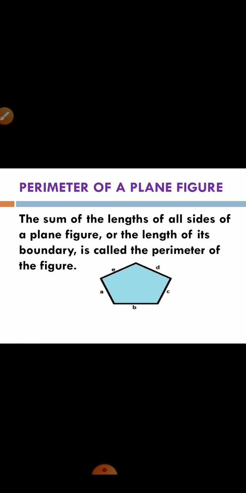See here, one pentagon is here. So how will you find the perimeter of this pentagon? Perimeter will be equal to A plus B plus C plus D plus E. Means this is the measurement of the sides of this pentagon.